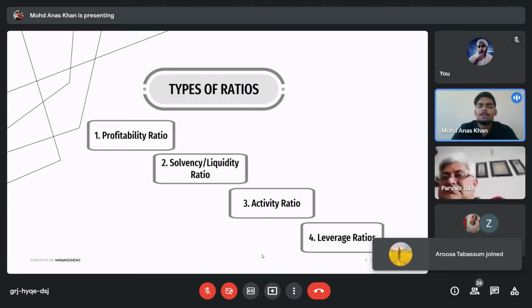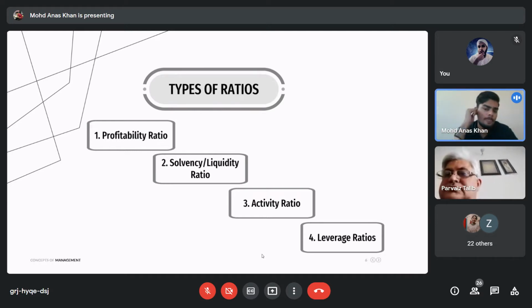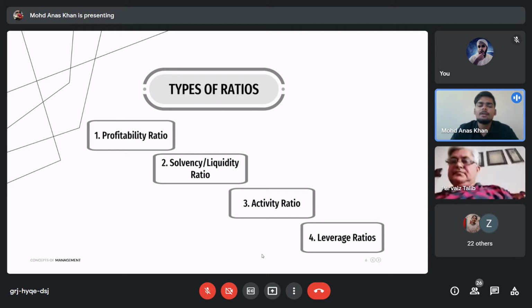This ratio helps in measuring the ability of an organization to convert its inventory into sales. And the fourth one is leverage ratio. It suggests the amount of debt a company is holding at a given point of time. It should not be a lot. It should not be high.